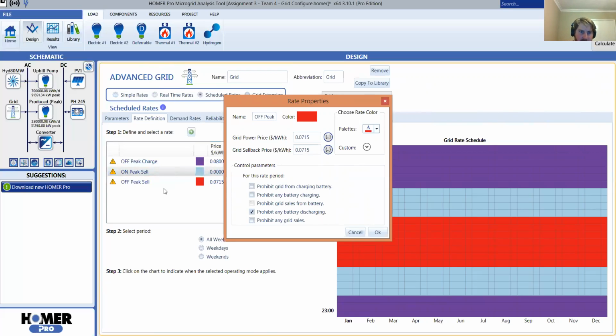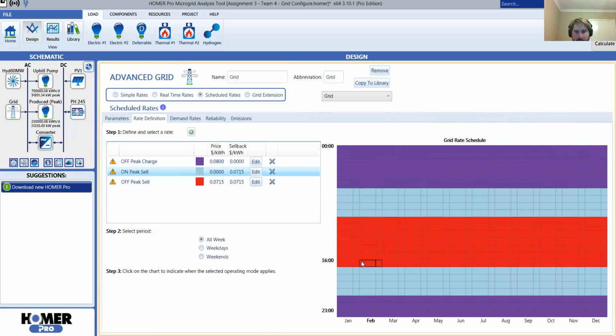When it's selling off peak, like during the day, it prohibits the battery from being used. So the battery will only be used in those peak times. I'll just run through the time. And then it's just the same for every day of the week, and then it's got yearly. So I just figure if it's sold, these will be the conditions for it.